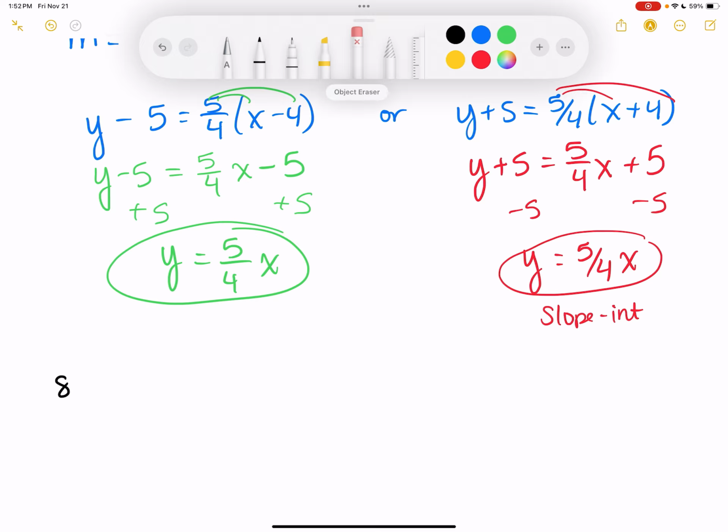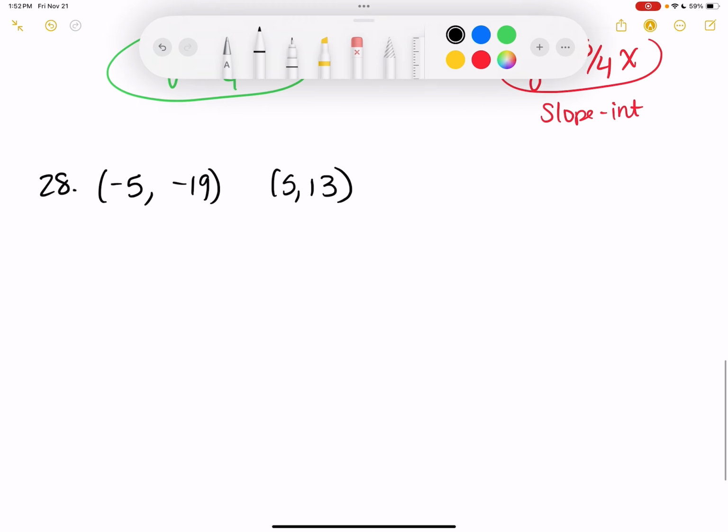Not 38, 28. -5, -19, and 5, 13. All right, what do I got to do first?